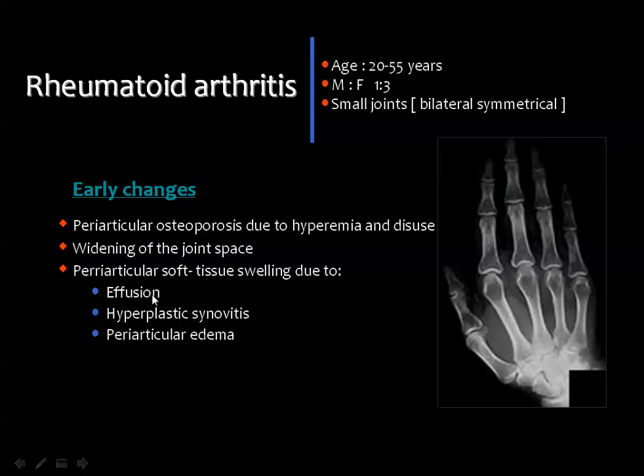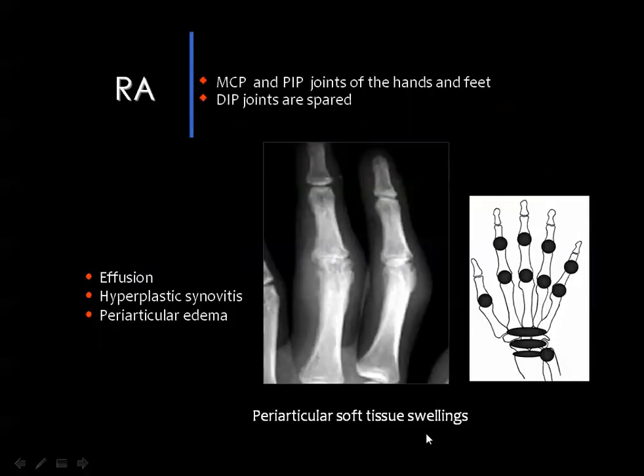The causes include the presence of joint effusion, hyperplastic synovitis, and periarticular soft tissue edema. Then rheumatoid arthritis particularly affects the metacarpophalangeal and the proximal interphalangeal joints and all joints around in the rest: the radiocarpal, the intercarpal, and the carpometacarpal joints.